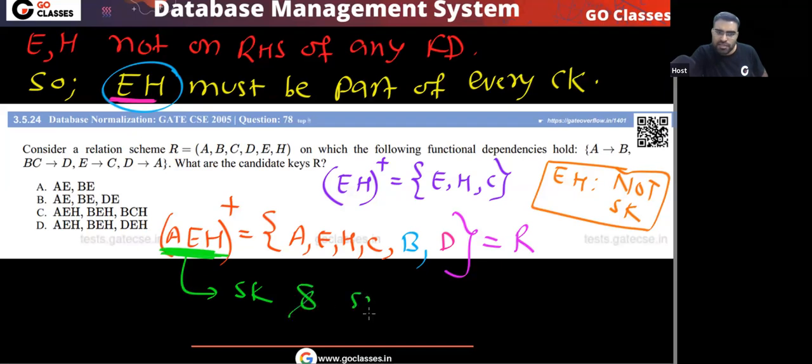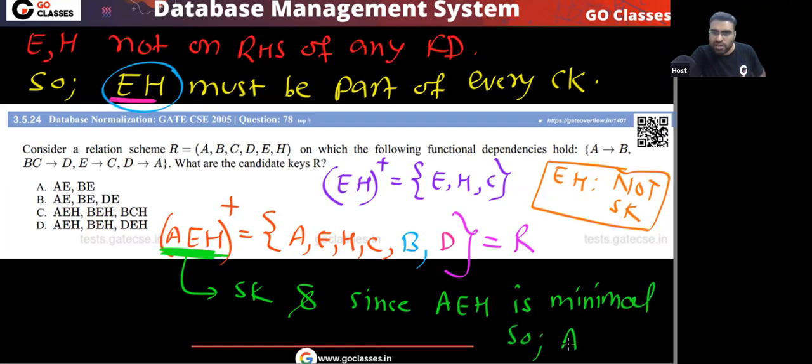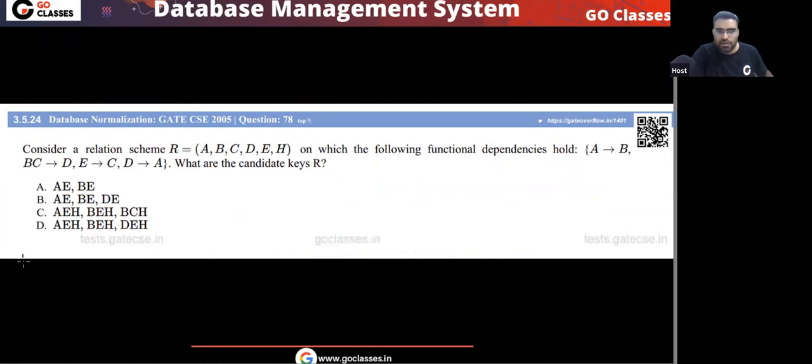Since this AEH is minimal, I can say this is a candidate key. Yes or no? Because this is minimal. So I can say this is a candidate key, AEH. Okay, so you got your one candidate key, this AEH. Now tell me what else?